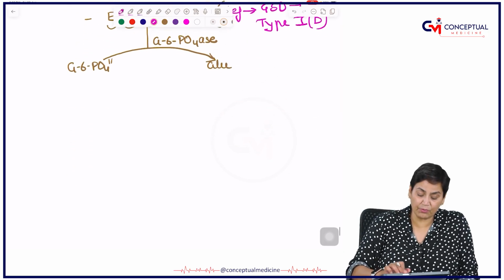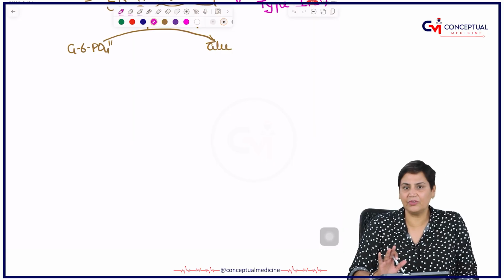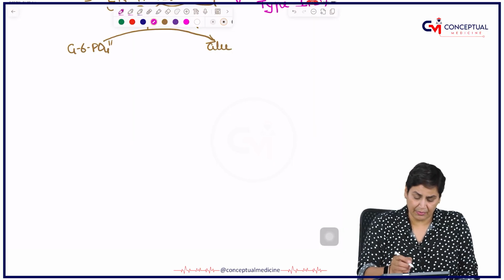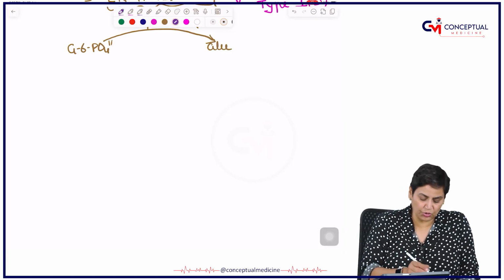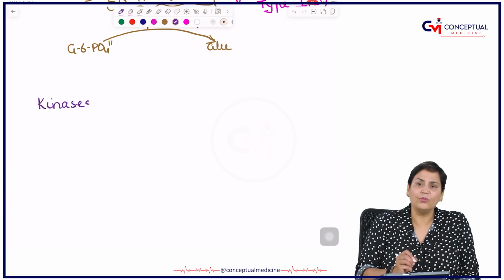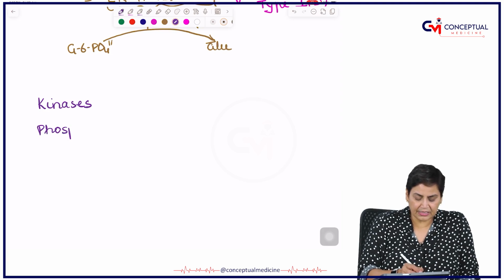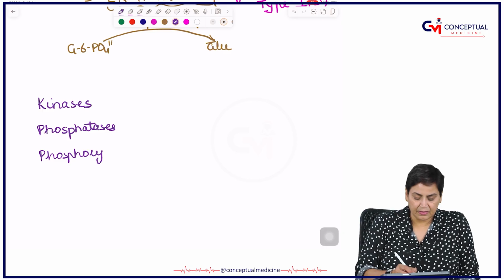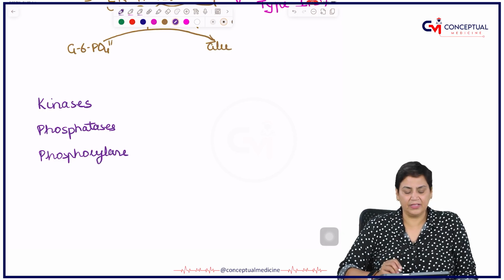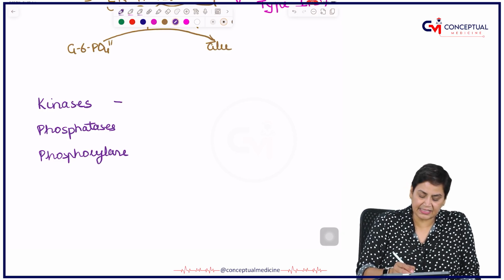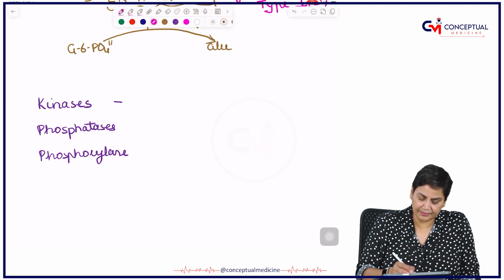Then another important point after this, here we finish up with the classification of enzymes. But there are two important points which you should know, because most of the students get confused between this. One is kinases, another is phosphatases, and the third one is phosphorylase. There is a difference. Kinases attach phosphate.